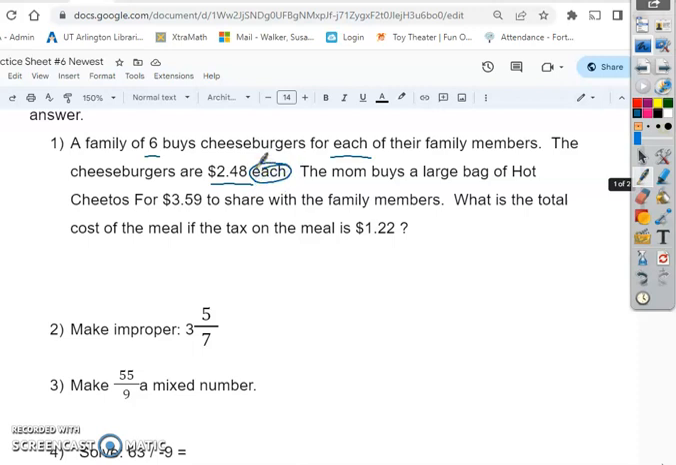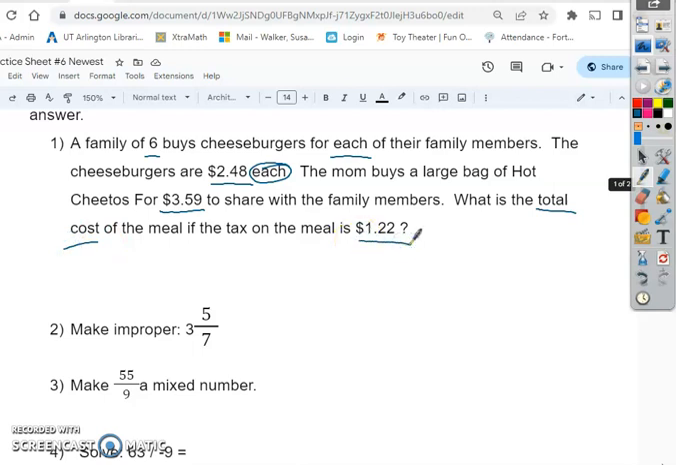Okay, the mom buys a large bag of hot Cheetos for $3.59 to share with the family members. So she just bought one bag. What is the total cost of the meal if the tax on the meal is $1.22?